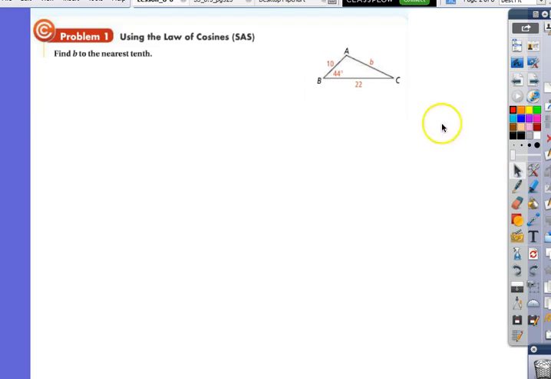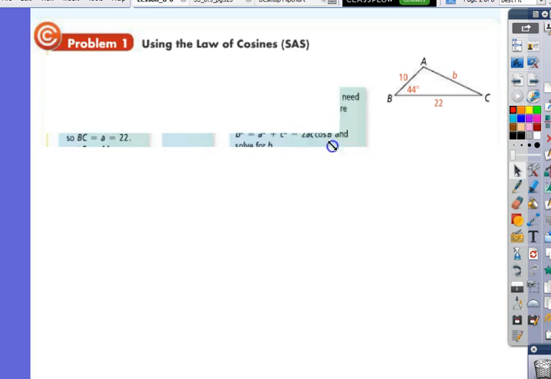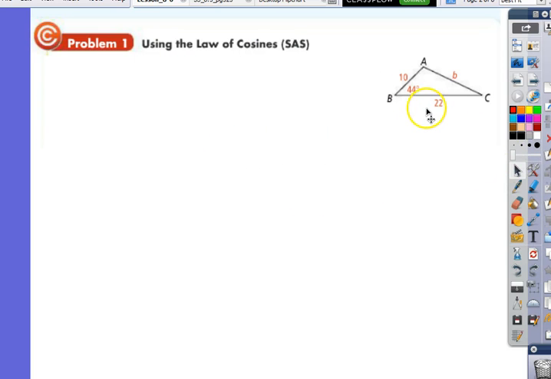So here's a problem where we've got a triangle that we could not use the law of sines on. There is no way to solve this using the law of sines because I don't know what angle B is, and I don't have any way of finding these other two angles. So the law of sines, what we did yesterday, won't work in this problem. However, we're doing something completely different today where it will work. We are looking for which side? Side B.